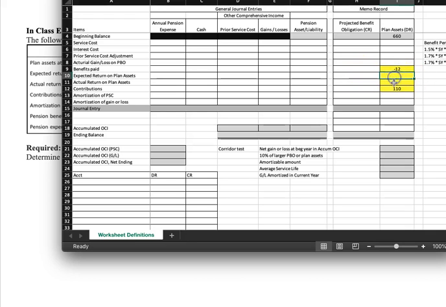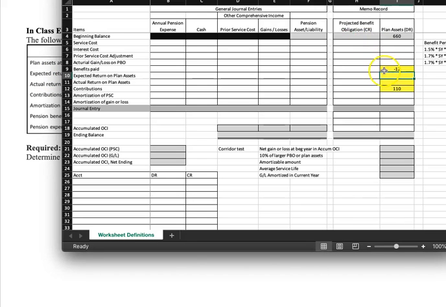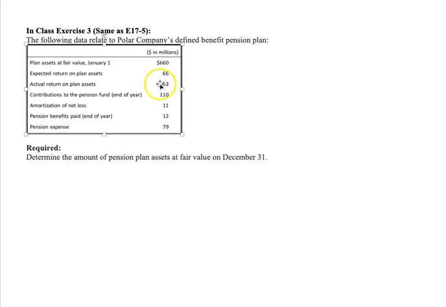Now, next is our expected and our actual return. To find pension expense, we put in our expected at 66. That's what we expect to have return on our assets. Sometimes they give us the number, sometimes they give us a percentage. So we expected a return of 66. Now, the actual return on plan assets was 53.